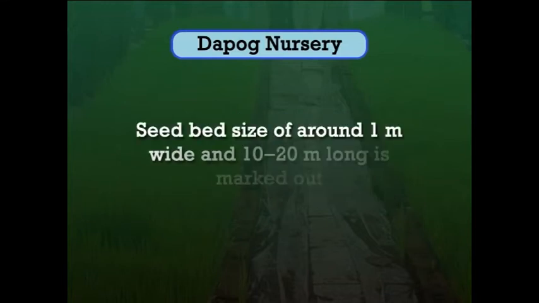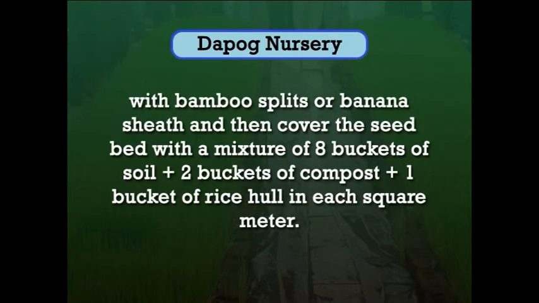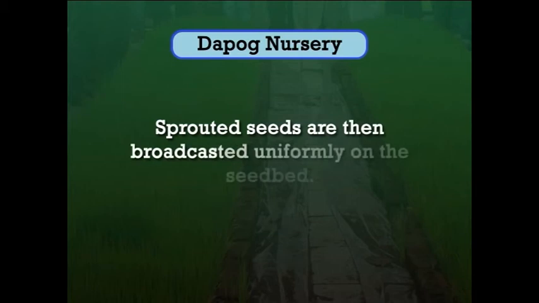A seed bed of around 1 meter wide and 10 to 20 meters long is marked out with bamboo splits or banana stems, and then the seed bed is covered with a mixture of 8 buckets of soil plus 2 buckets of compost plus 1 bucket of rice hull in each square meter. Sprouted seeds are then broadcasted uniformly on the seed beds.